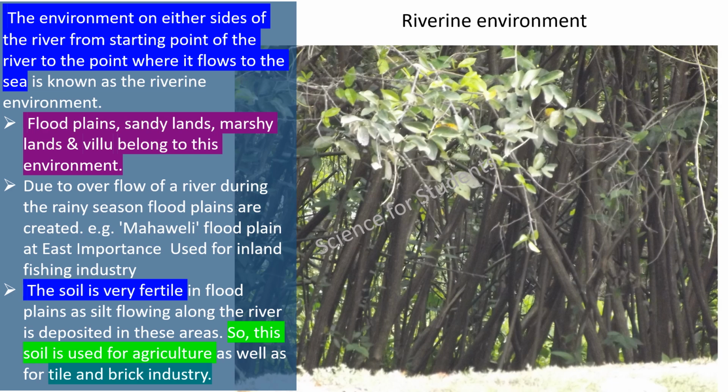Riverine environments. The environments on either side of the river, from the starting point of the river to the point where it flows to the sea, are known as riverine environments. Floodplains, sandy lands, marshy lands, and willow belong to this environment. Due to overflow of a river during the rainy season, floodplains are created. Example: Mahaweli floodplain at Eastern Impond, used for the inland fishing industry.